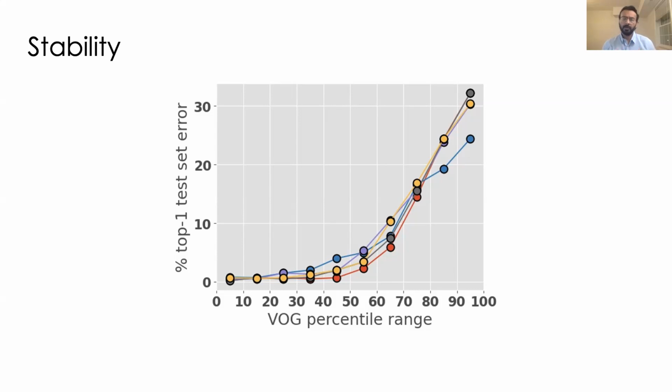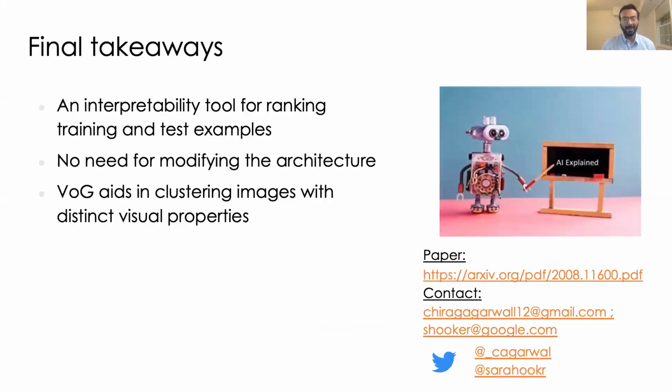All the 5 models were randomly initialized, so we can expect some variance. But when we visualize the VOG scores with respect to the error performance of these 5 models, we saw more or less that all the VOG scores had the same patterns across the 5 models, which talks about the stability of the VOG metric. So these were basically all the results that I could have summed up today for this talk.